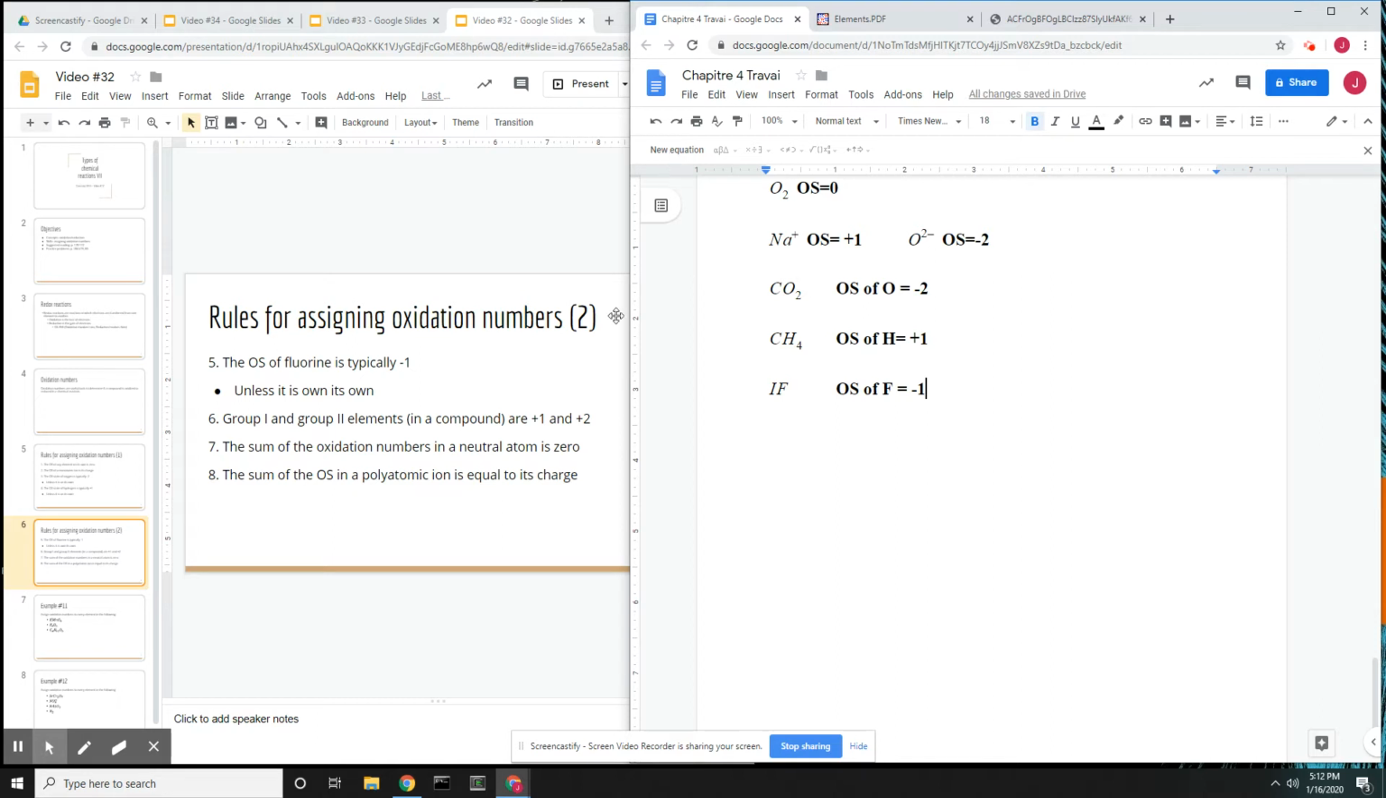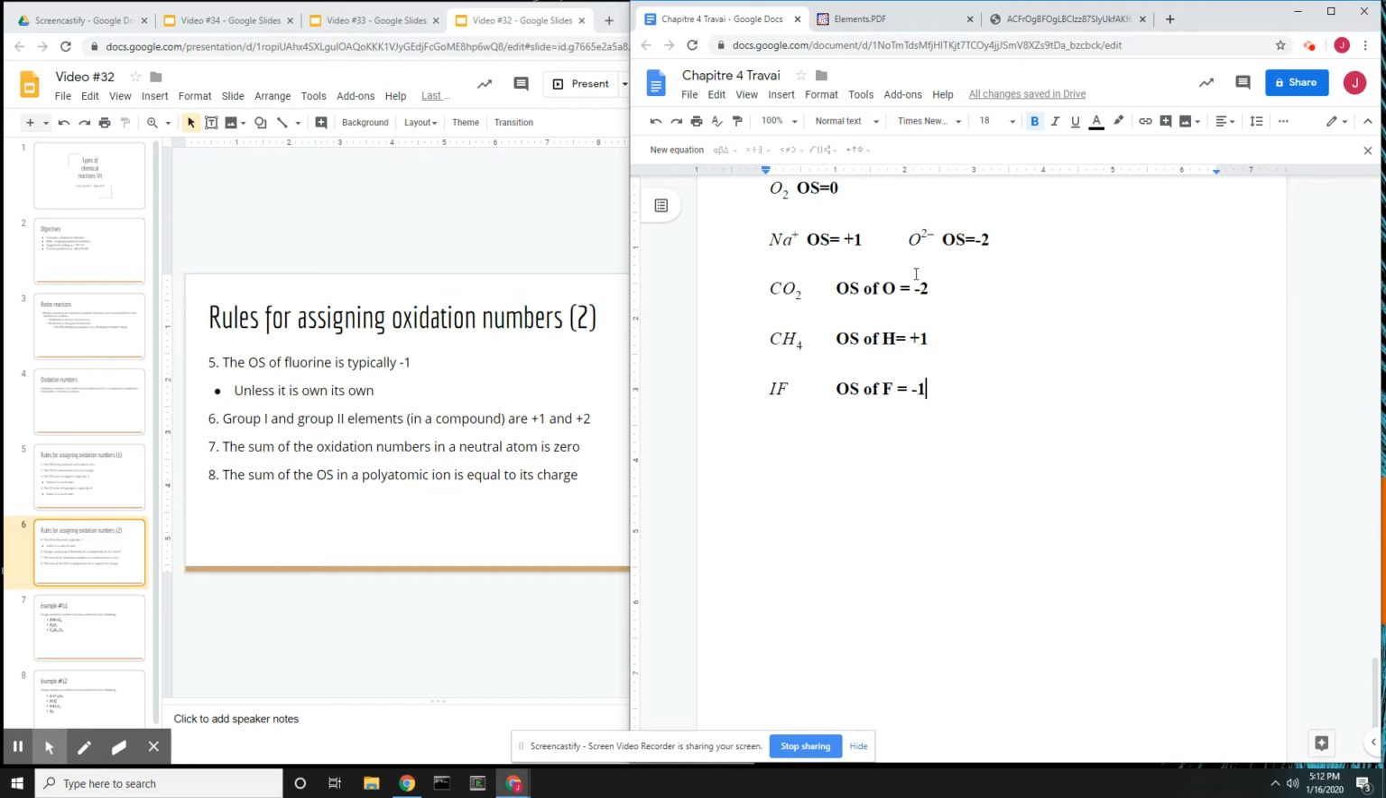You cannot make this assumption about other elements when they're part of covalent compounds, so there are types of exceptions. The sixth rule makes sense because it works with the second rule. Group 1 and group 2 elements, when they're part of a compound, are typically going to have +1 and +2 oxidation states, which makes sense because that's their charge. The seventh and eighth rules are where things get really important.